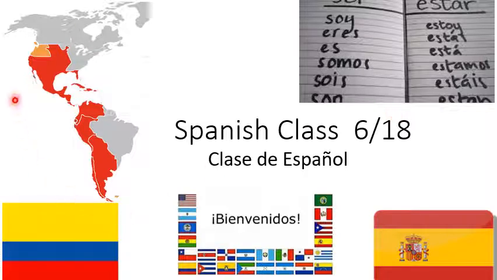And then over here is a map of Latin America or places where Spanish is spoken. You can notice this map, right? The red on this map shows the Spanish-speaking countries, and you'll notice the red stretches into America, right? Like Florida and California and Texas, right? These areas. That's because a lot of people in these places also can speak Spanish. Okay, and if you're curious, this is the flag of Colombia, and this is the flag of Spain.